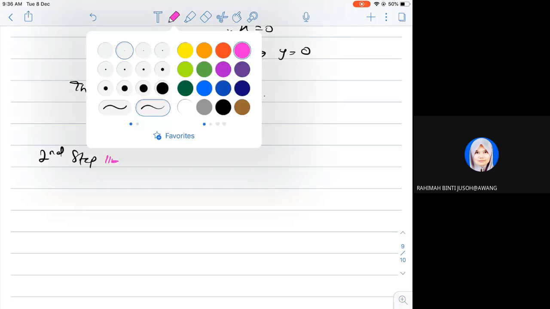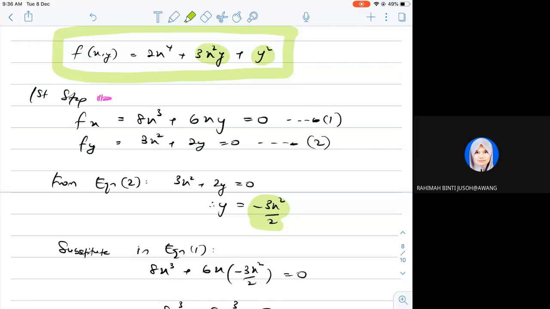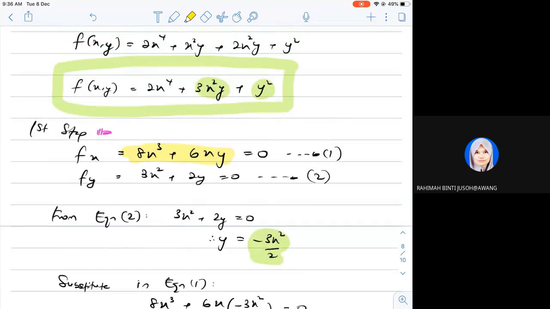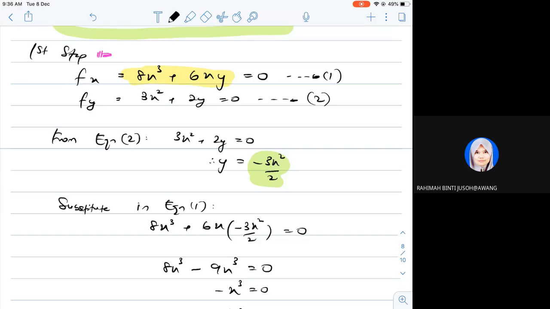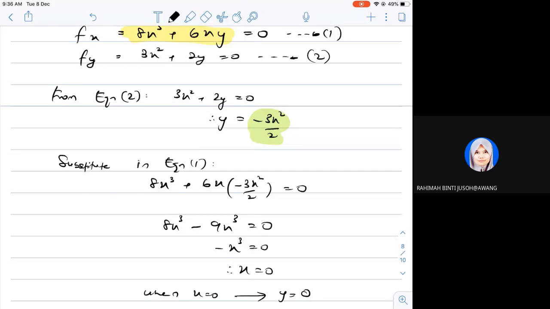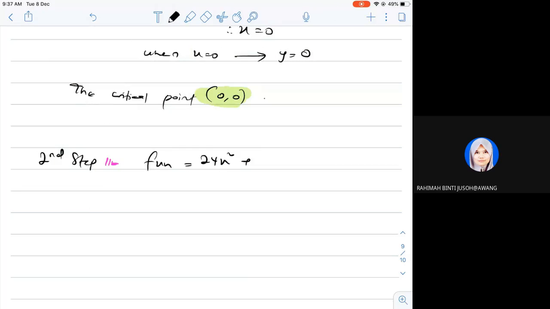Okay, so second step we need to find fxx. So fxx ni nak refer daripada mana? Function yang mana satu? Kita kena refer fx ni. Okay, so jangan ambil yang asal. Yang asal adalah f saja. So you kena refer yang fx sebab you nak differentiate second time. Okay, so ambil daripada fx, differentiate 8x cubed. 8x kuasa 3, dia akan jadi 24x squared. So 24x squared, and then differentiate 6xy with respect to x, we will get 6y. 6y, yes, very good, 6y. Okay, so plus 6y, all right.